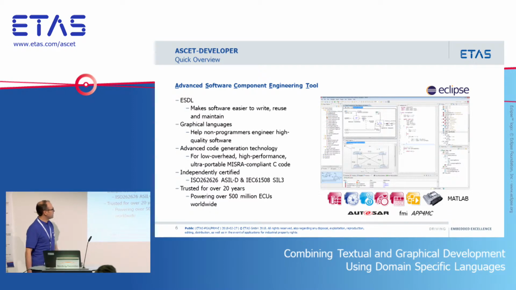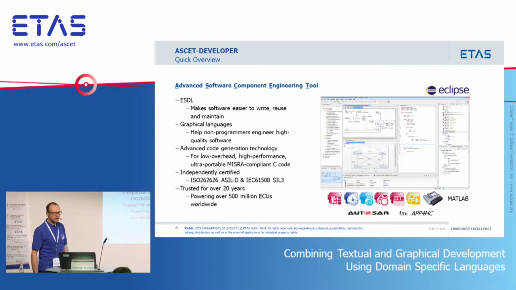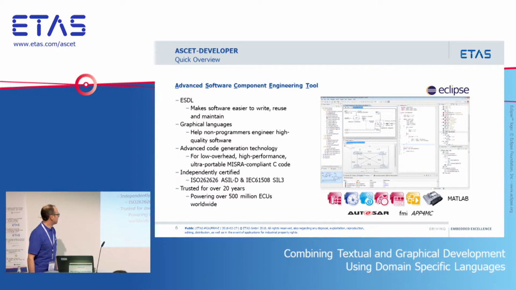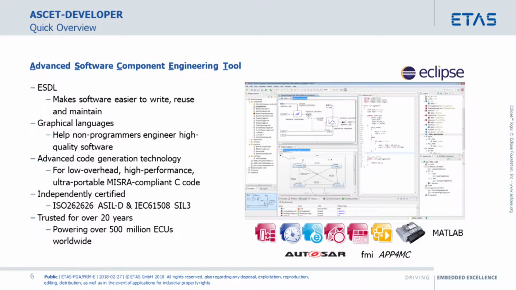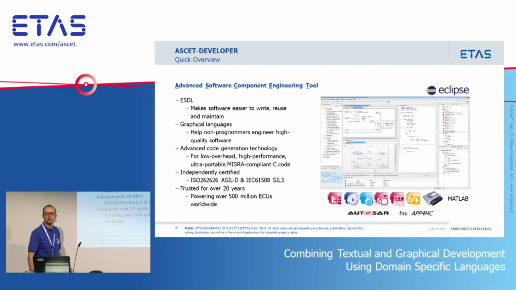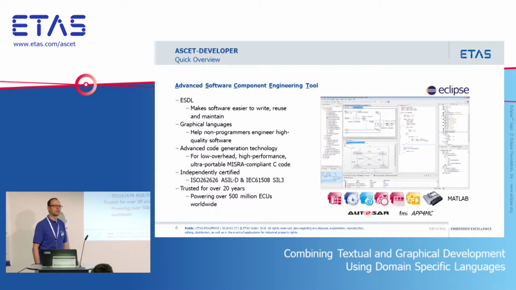It's independently certified. We do ISO 26262 ASIL-D. We've done that for about 4 or 5 years now. And we do 61508 SIL 3. If anybody here travelled to Munich on the train, we do 61508 basically for the company that builds the braking systems on the German high-speed railways. So that's built in ASCET.